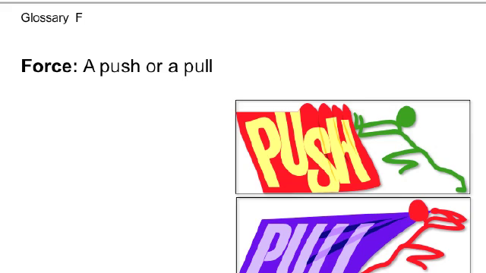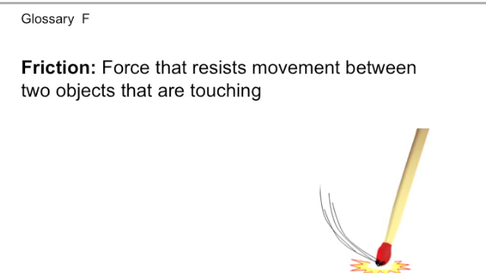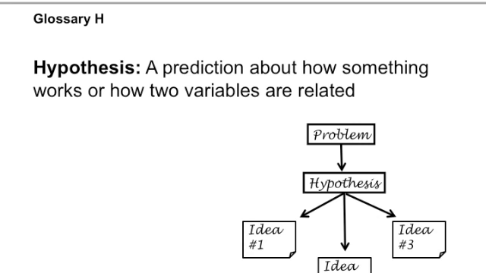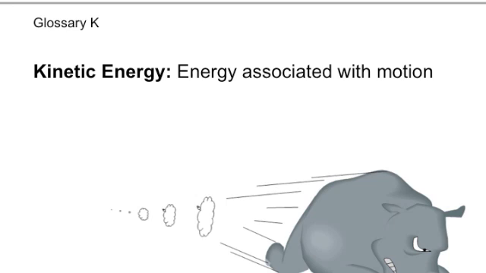Force, a push or a pull. Friction, force that resists movement between two objects that are touching. Gravity, a force of attraction between any two masses. The strength of this force is dependent on the mass of each object and their distance from each other. Hypothesis, a prediction about how something works or how two variables are related.